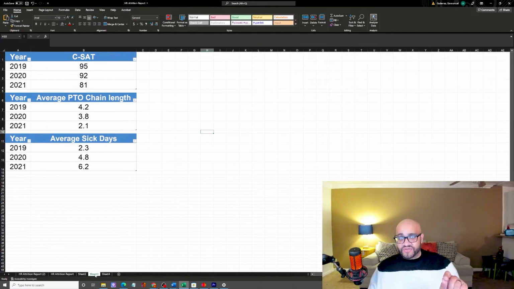And remember, this is not just from an individual employee level. This is on average from an organization level. That definitely would be a matter of concern and a huge red flag that employee morale may be on the decline.